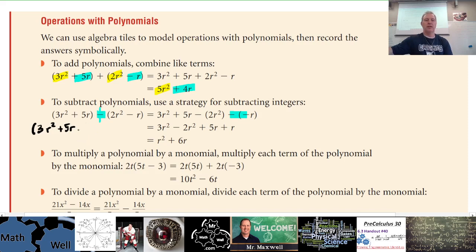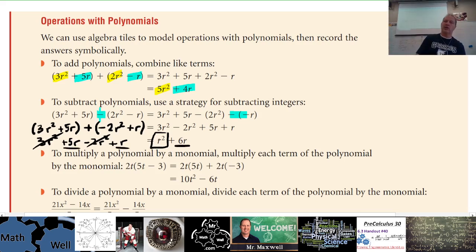and then change this minus to a plus. And when you do that, you have to change the signs of everything inside the second bracket. So when we drop the brackets, it's 3r squared plus 5r. This becomes just a minus 2r squared plus r. And then you can go ahead and gather like terms. 3r squared minus 2r squared is 1r squared. We don't write the 1 as the coefficient. And then 5r plus r is 6r. So a good idea to add the opposite when you subtract. Add the opposite of all of the terms.